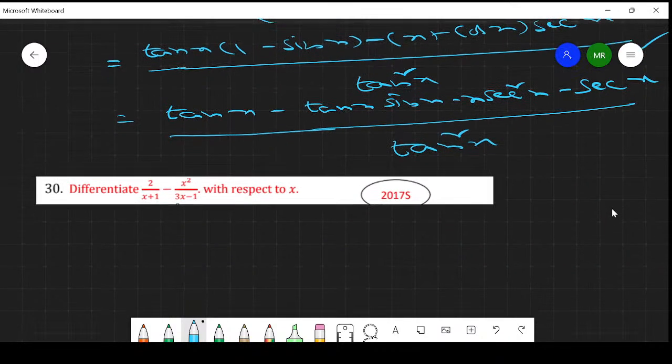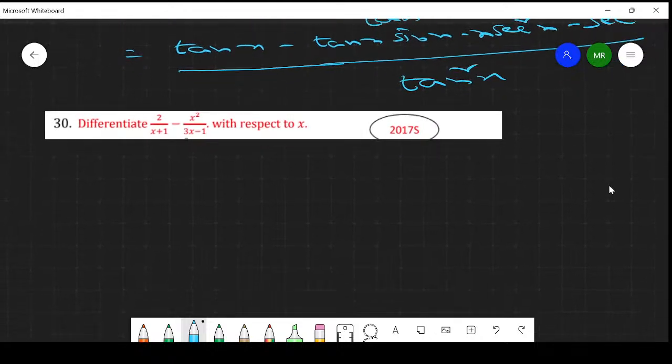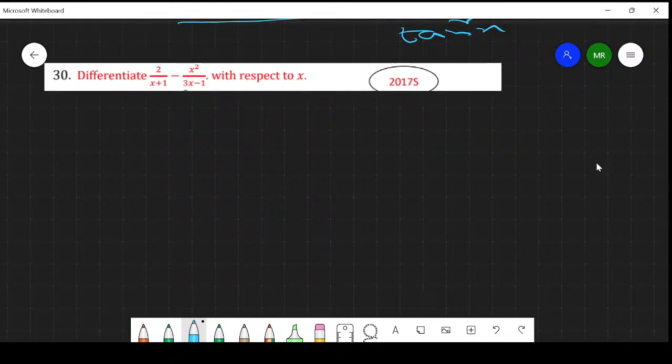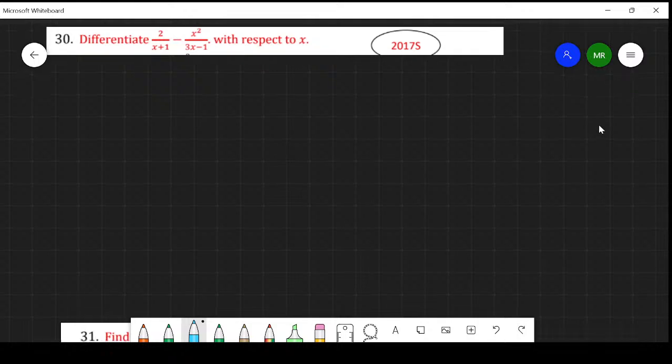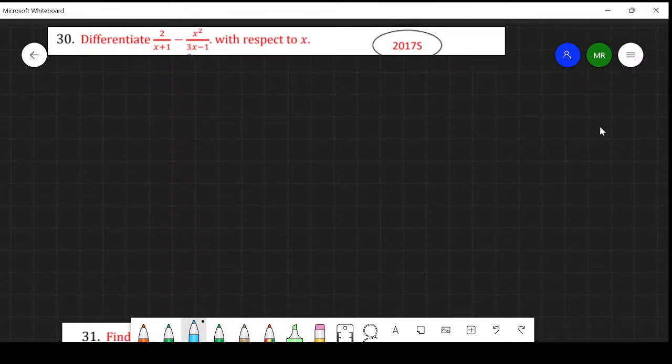Differentiate 2 by x plus 1 minus x square by 3x minus 1 with respect to x. In 2017 they asked this problem. Differentiate 2 by x plus 1 minus x square by 3x minus 1. See, this was a simple problem only. They are asking to differentiate with respect to x. Again, you can use the quotient rule.